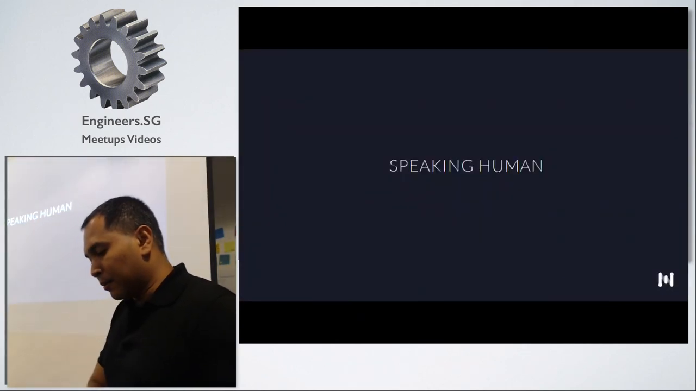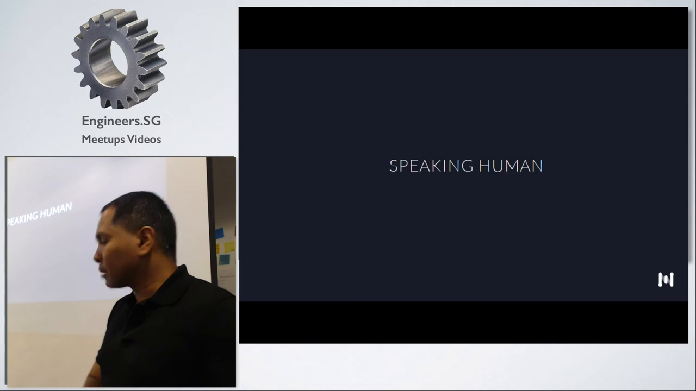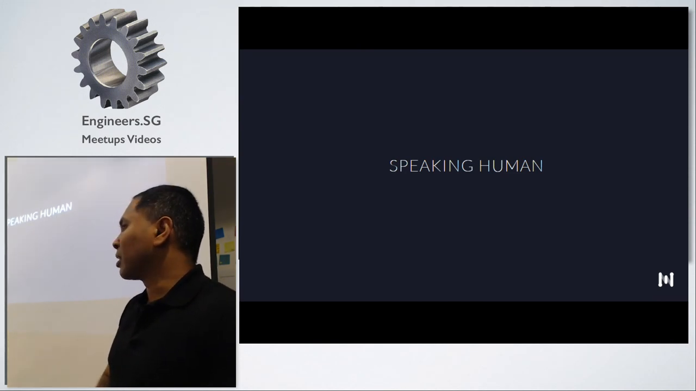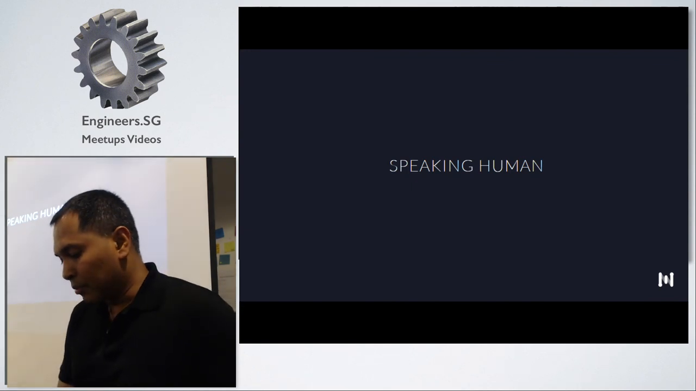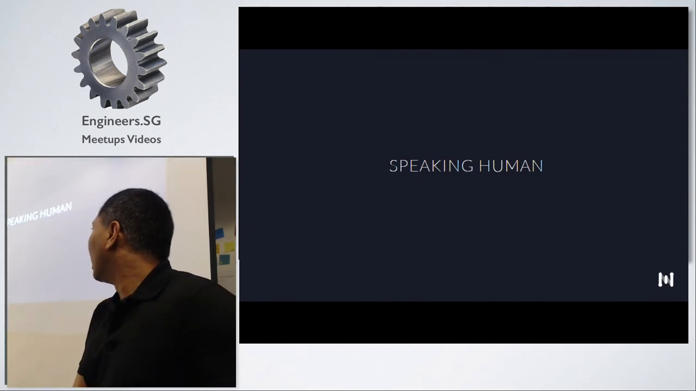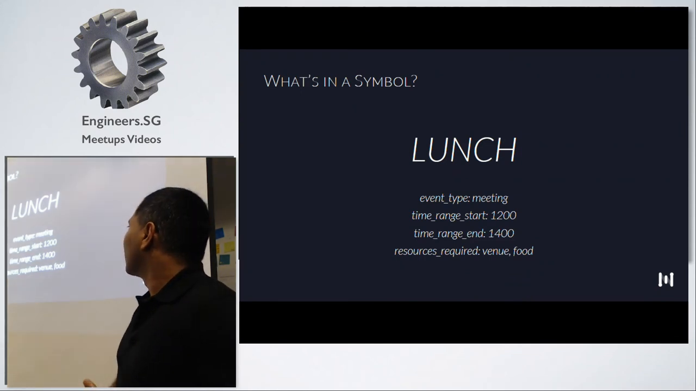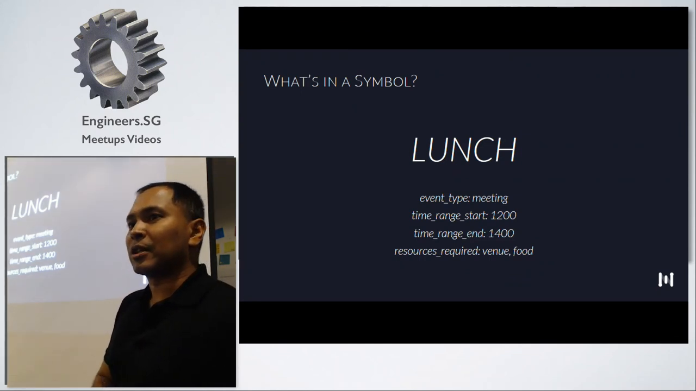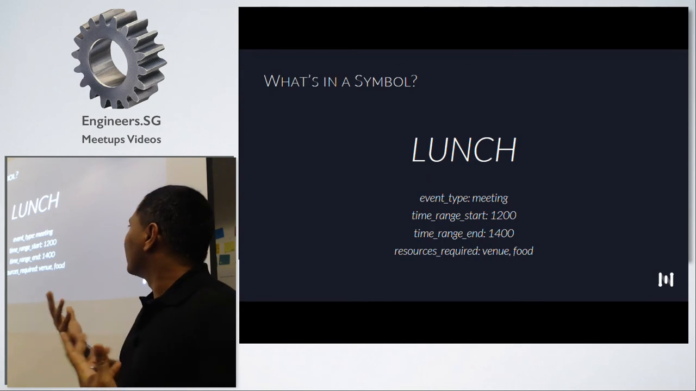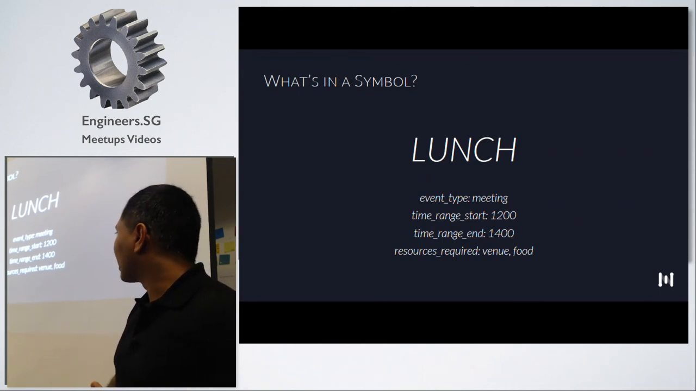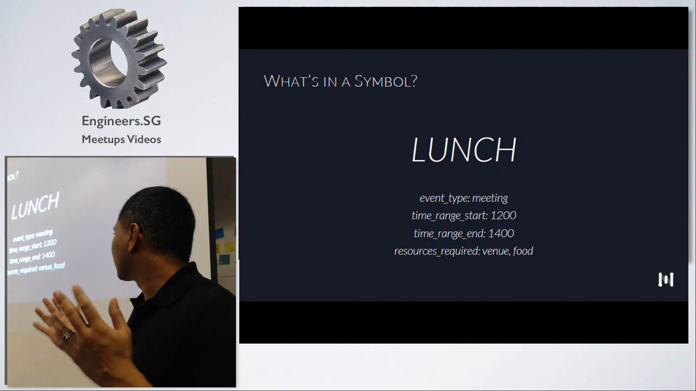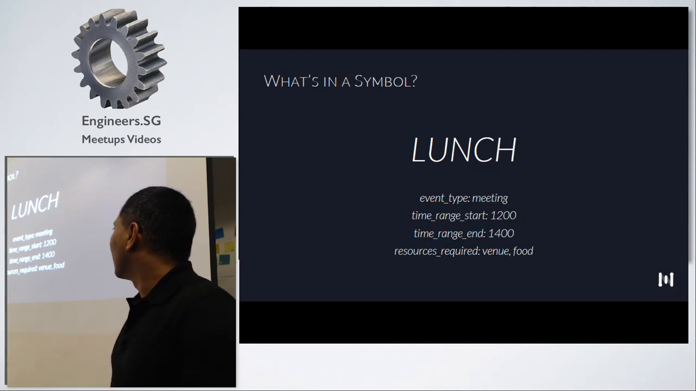So that's Ruby. So now I thought I'd spend a little bit of time just talking a little bit about the challenges of natural language processing, right? Which we call speaking human. So let's take a very simple example. Someone says, let's meet for lunch, right? And implicitly between you and that person, you know that lunch is typically a meal and it's somewhere between 12 to 2, and you actually have to usually meet in person for lunch.